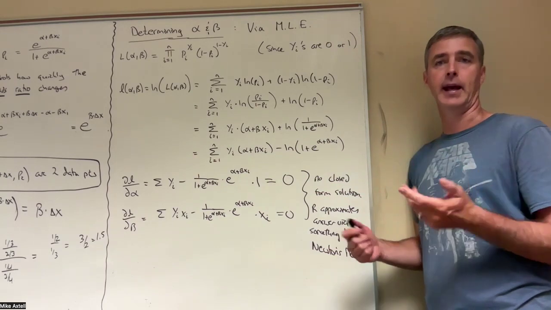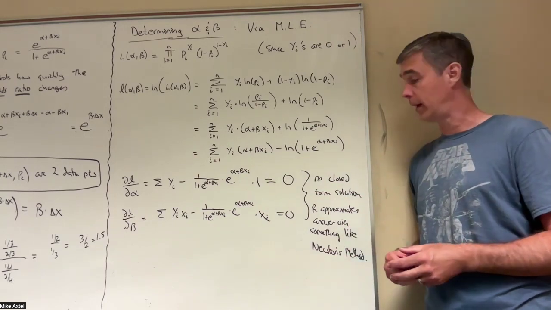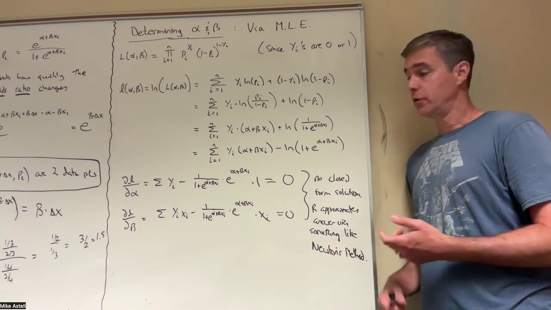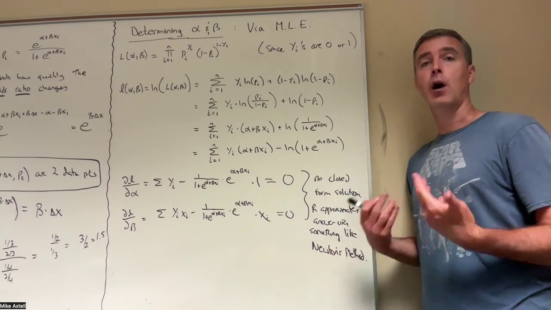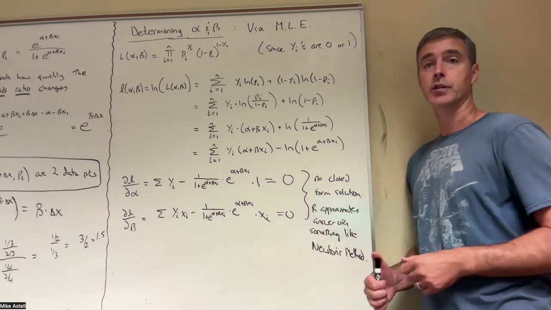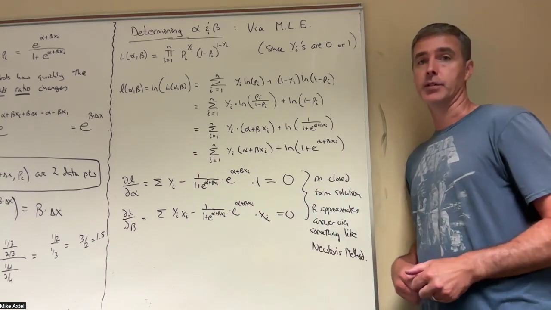Well, alpha hats and beta hats. There are approximations for alpha and beta. But R can use some numerical analysis techniques to approximate solutions to these two equations. And usually they're using numeric methods.